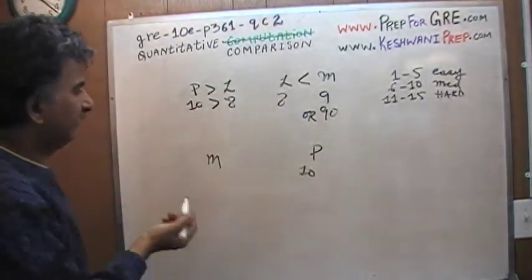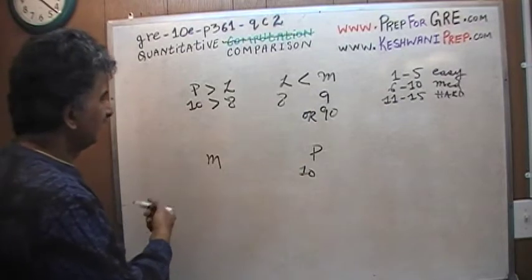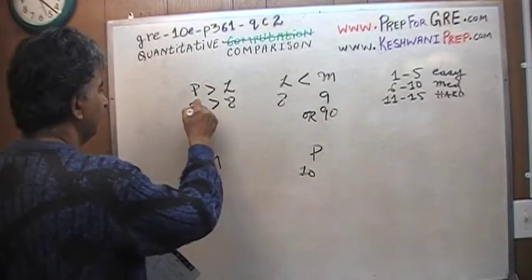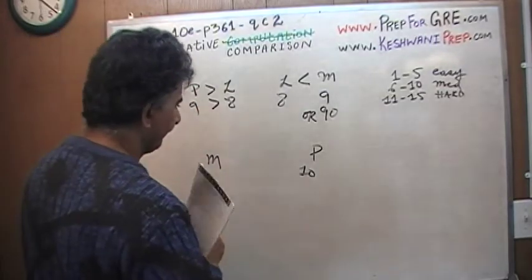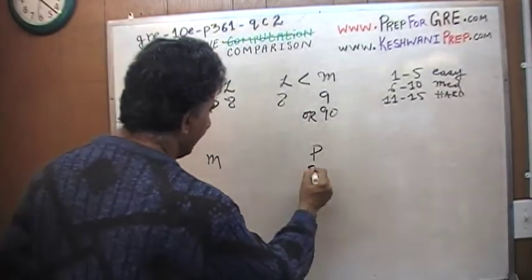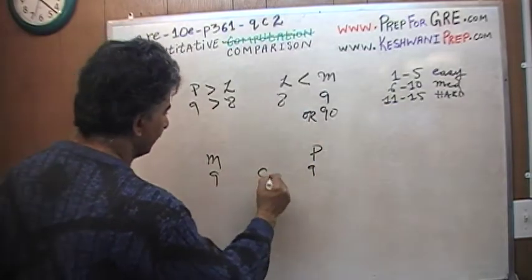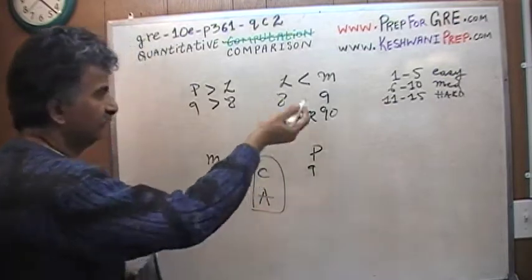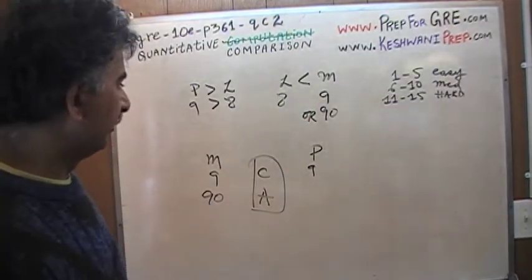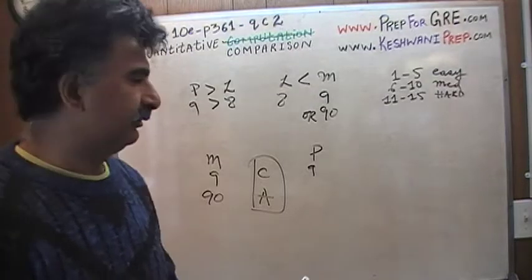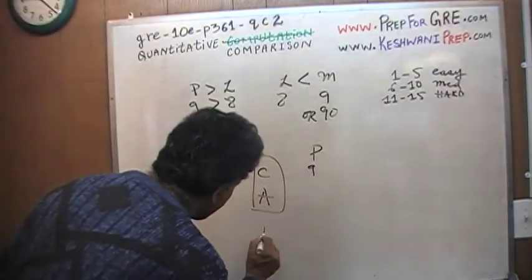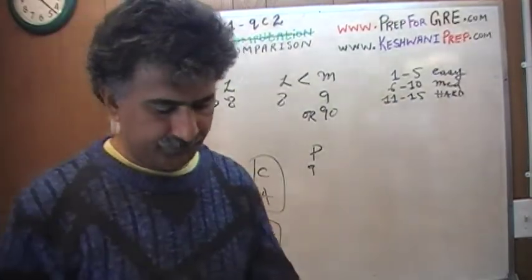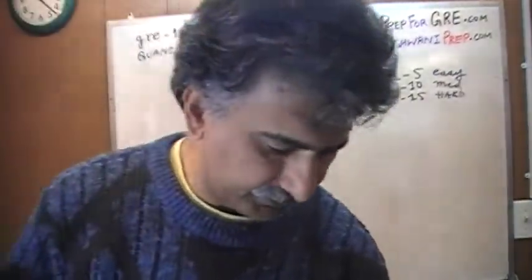Pat might be 9 too. That's not the point. Even if Pat is 9, let's pretend that Pat is 9 here, and if Maria is 9, the answer would have been C. But if Maria happens to be 90, the answer would be A. Since we have conflicts, since there is no way to tell, there is no way to compare Pat's age versus Maria's age, the answer is D. It cannot be determined. That was the end of question number 2.